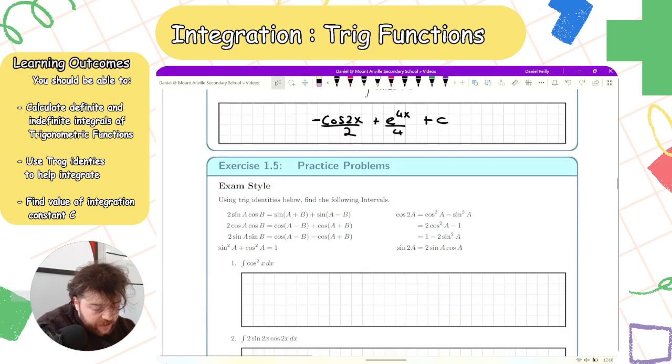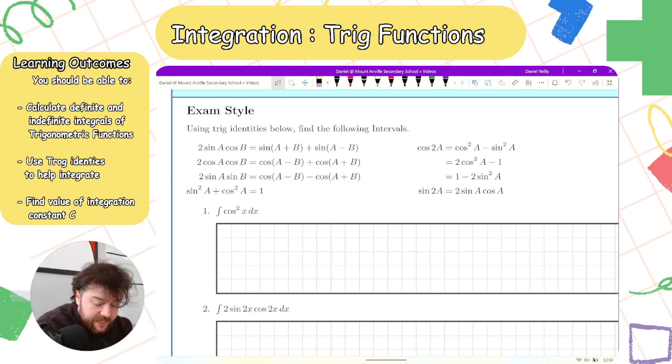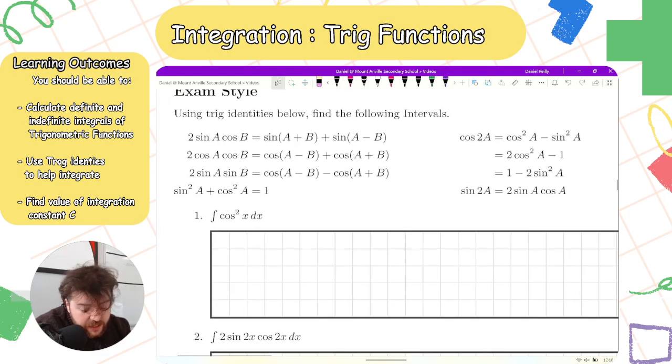Okay, let's have a look at some examples here. So here are some trig identities, and we need to figure these out. So again, cosine squared x. Again, we don't have a chain rule in Leaving Cert integration. So I need to find a way of rewriting cosine squared.